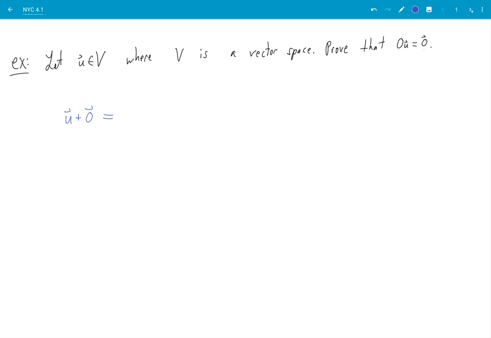What is u plus 0? Well, that is equal to just u. Well, I need to say why. For what reason? Well, that is axiom number 4. I'll put a little 4 here to indicate I used axiom 4.